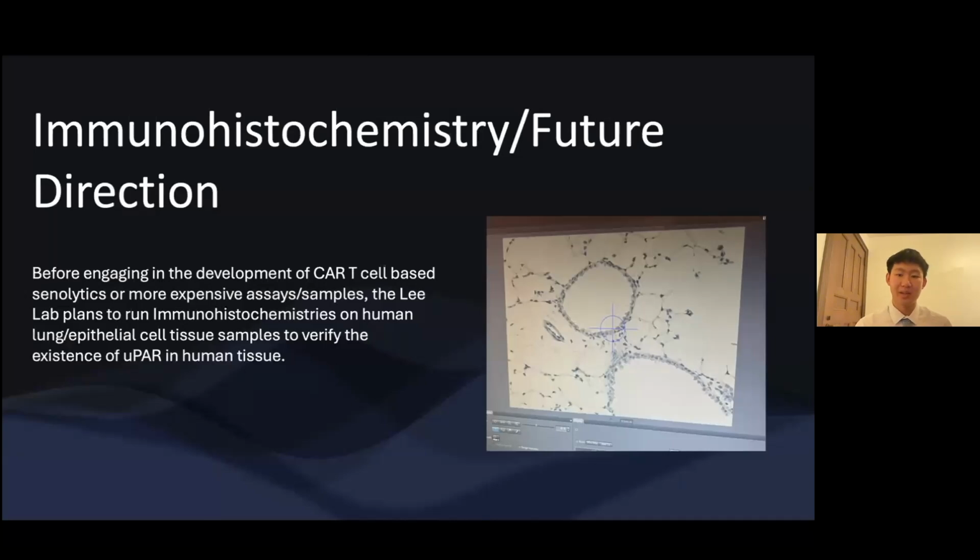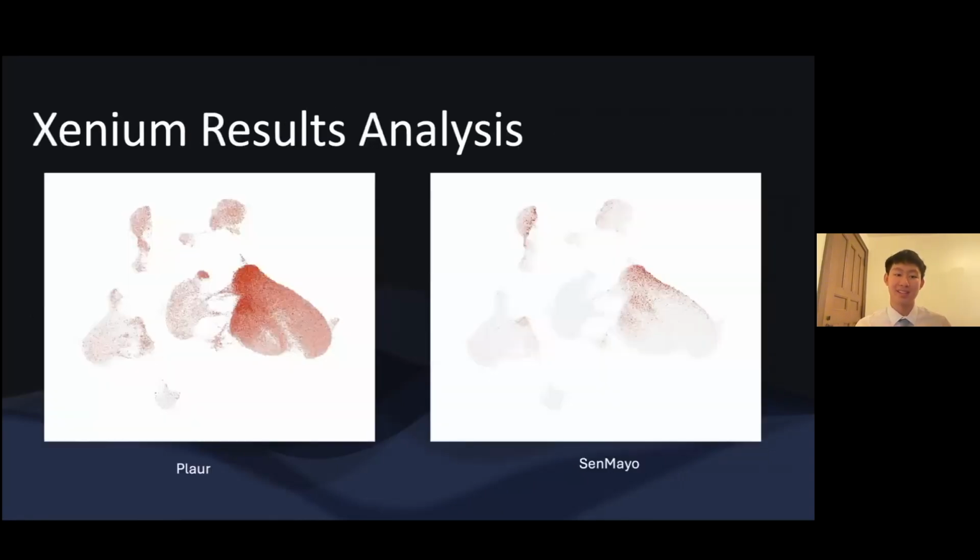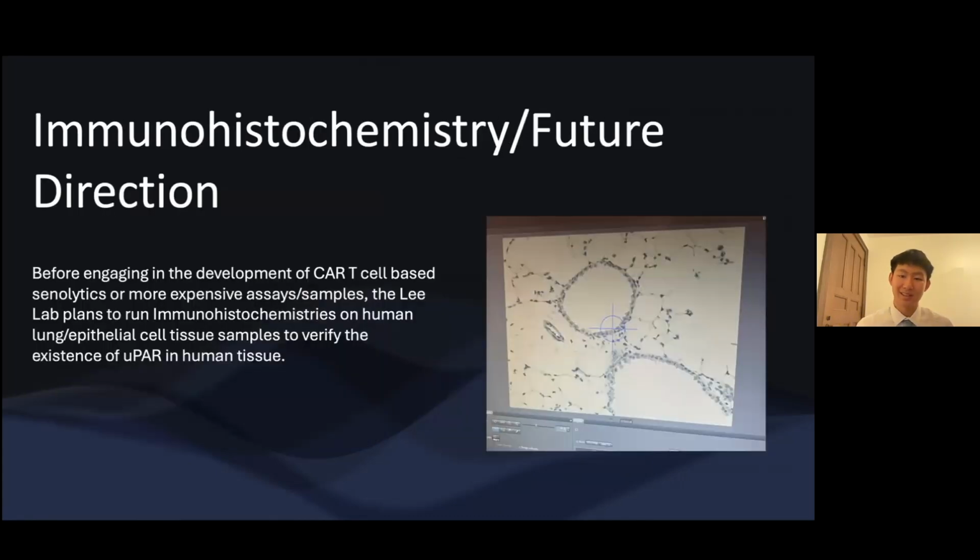In the future, we hope to run immunohistochemistry to directly see if uPAR exists on these surface proteins before we run more assays and use more samples to verify the existence of uPAR. Previously we had looked through Xenium to see if the PLAUR gene was expressed in these senescent cells, but now we need to see if the uPAR protein itself is actually on the cell membranes of these senescent cells, which is a pretty big difference. Our lab should be running our immunohistochemistry within the next week, so I am excited for those results.